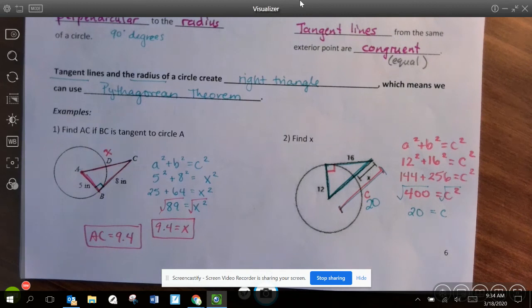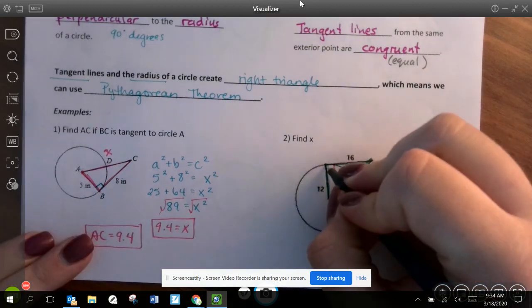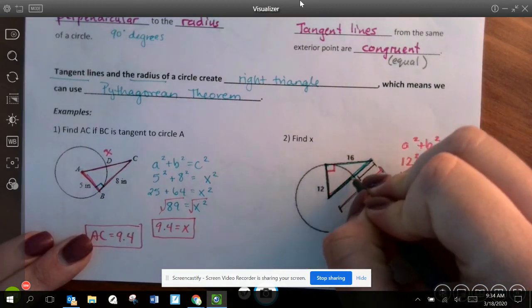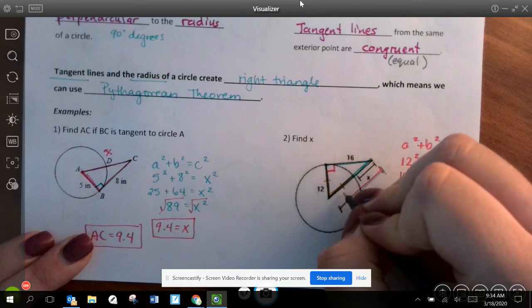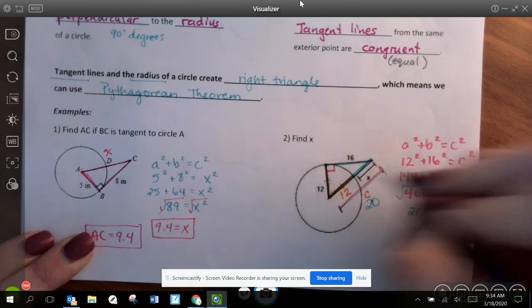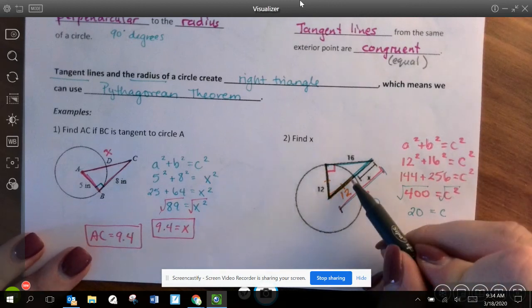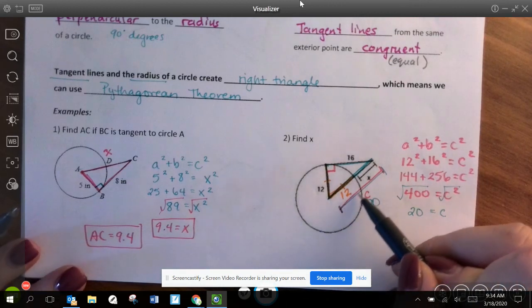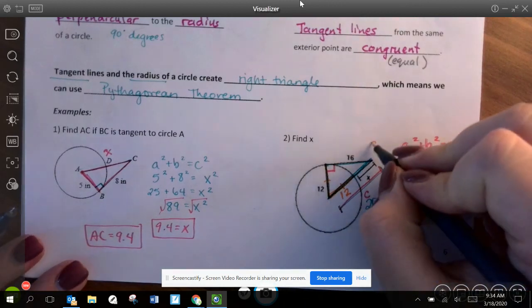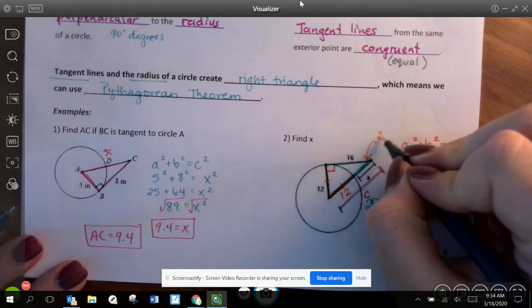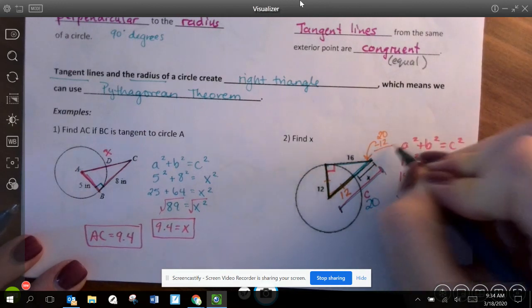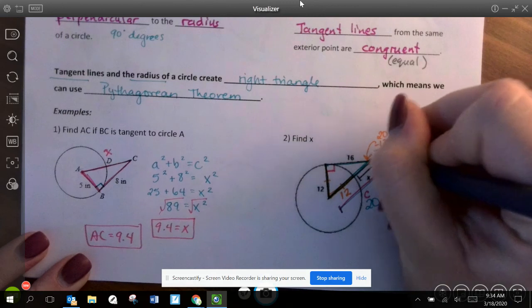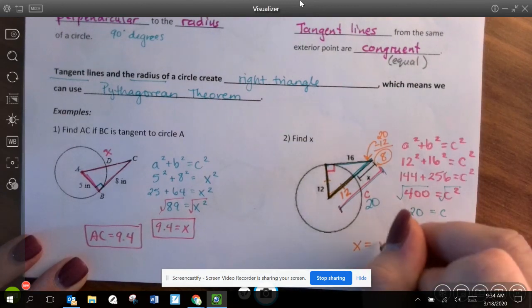So to figure that out, I need to recognize that this is a radius and this is a radius as well. So these are congruent. They're both radii. So I know that these are 12. So if I know this little bit is 12, I know the whole thing is 20. To figure out this little part right here, I'm going to take 20 and subtract 12 from it. That gives me 8. So what does x equal? X equals 8.